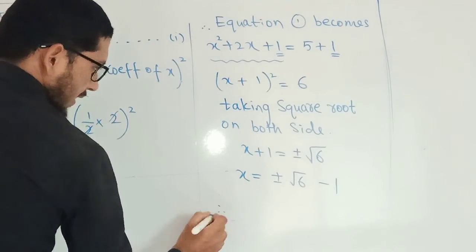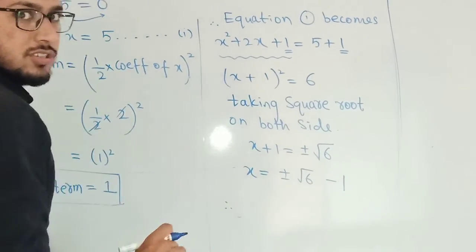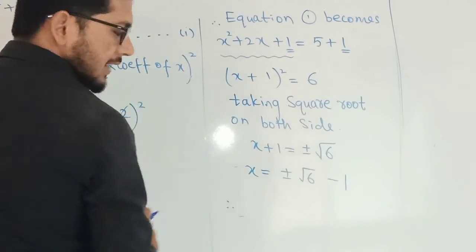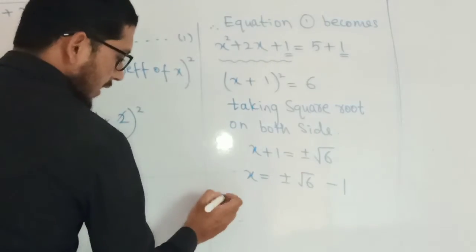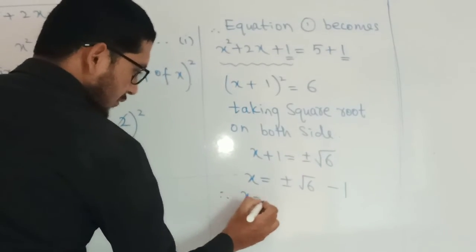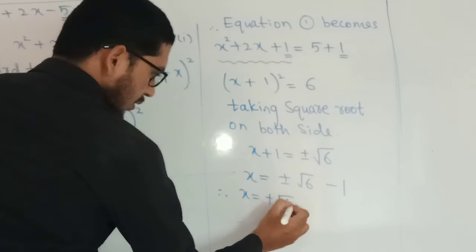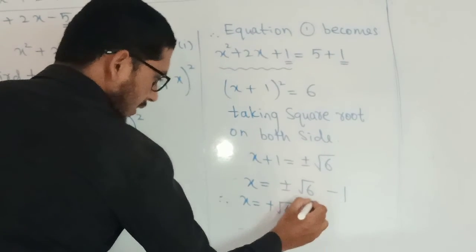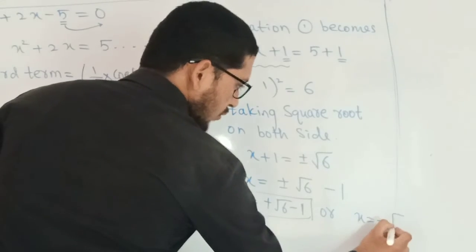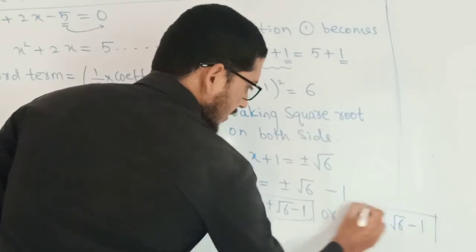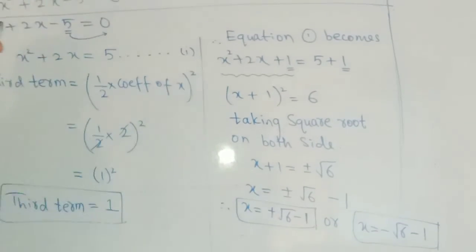Okay. Now we separate this. अब एक सबसे important चीज, root 6 के साथ 1 ऐड नहीं होता. So we have to keep it as it is. So you will get two expressions. First, x equal to plus root 6 minus 1. Okay, and second, x equal to minus root 6 minus 1. So this is the answer.